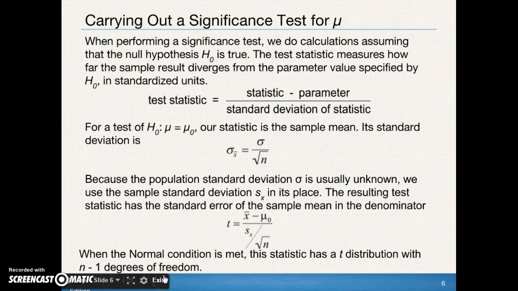And then just reminding ourselves that we're calculating a t, and t is going to have a degree of freedom of n minus 1. So this is the main formula that we're going to be using in section 9.3. If you want to write that down, that would be a good one to write down.